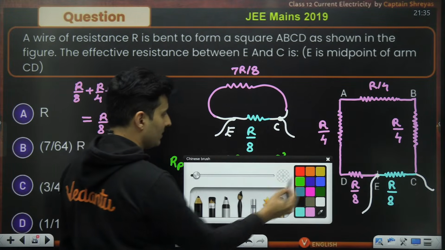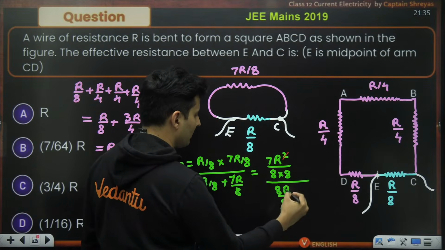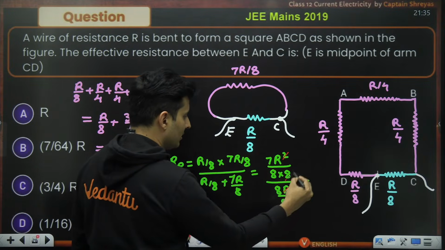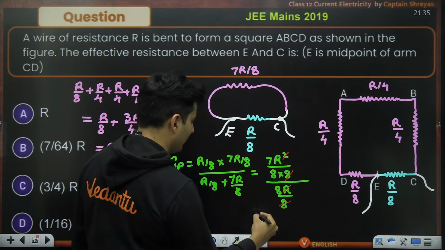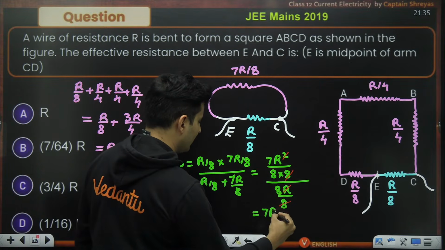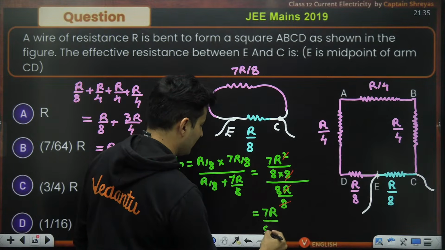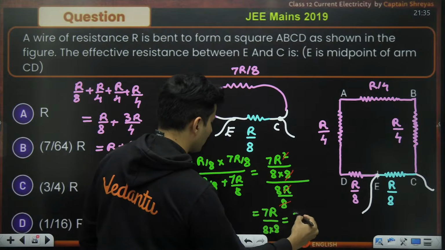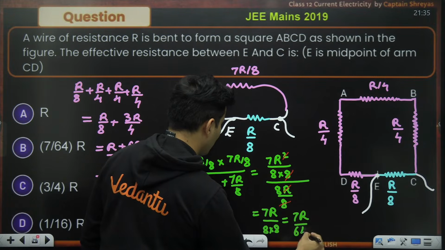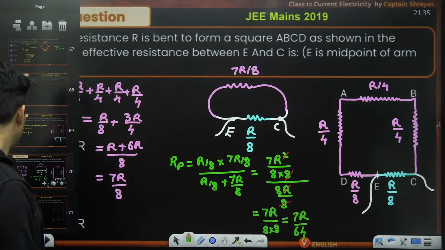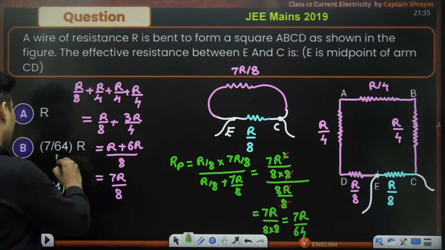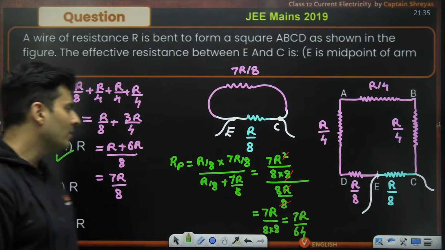A lot of things are getting cancelled, like this R square and this R, this 8 and this 8 also getting cancelled. What I am left with is 7R on the top, and this 8 and this 8 will obviously multiply. So 7R divided by 64. So 7R divided by 64 is nothing but your option B over here.